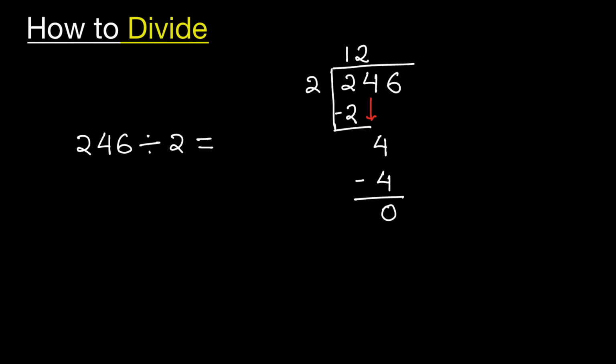That is why we will bring down the next adjacent 6 here. Now this is the number 6. So we know that 2 times 3 is equal to 6. Subtract, we get 0. As we have got the number 0 and we have no number to bring down here, so we will stop. Therefore, 246 divided by 2 is equal to this number 123. And this is our final answer.